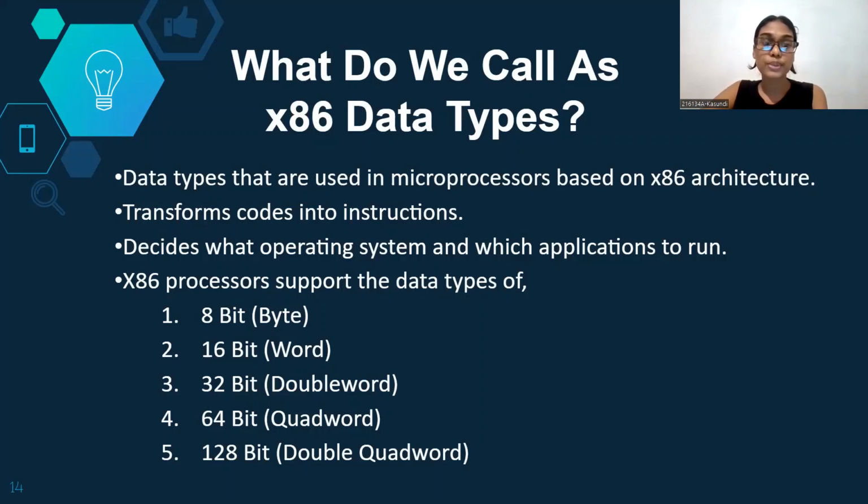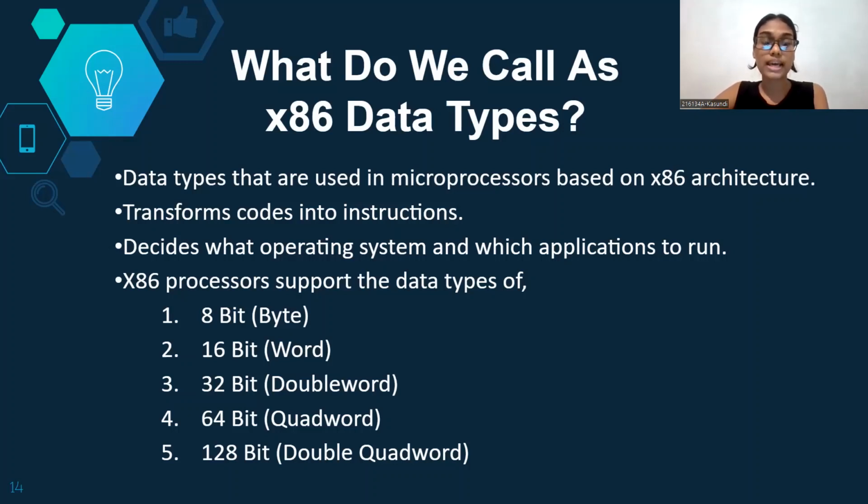As these words, x86 data types, explain themselves, x86 data types are the data types that are used in microprocessors which are built upon x86 architecture. These data types transform codes into executable instructions that the processors can understand, and they decide what operating system and which applications should be executed.